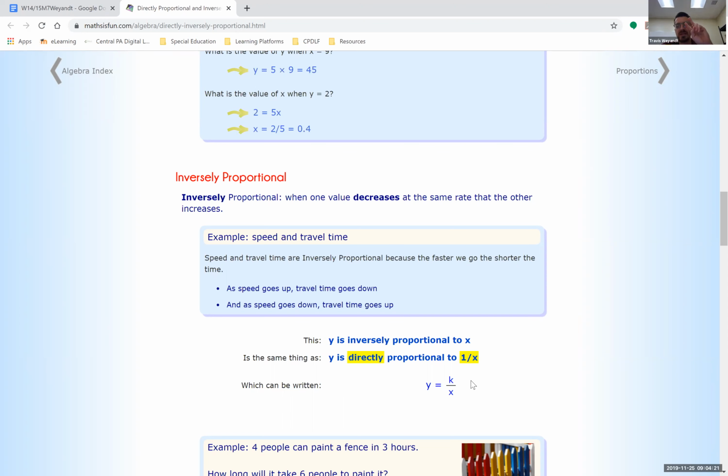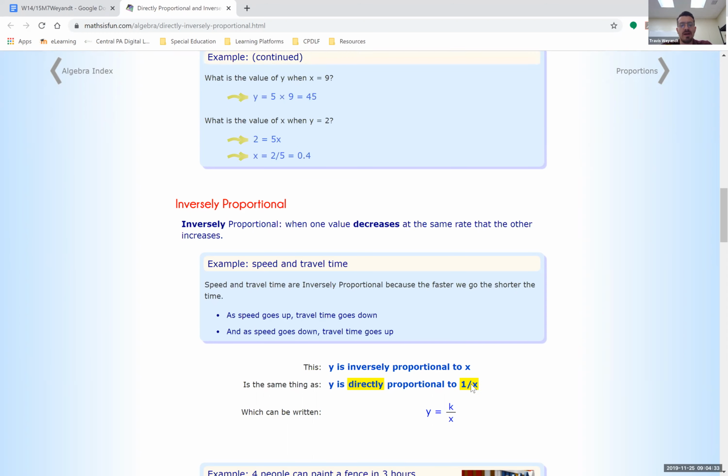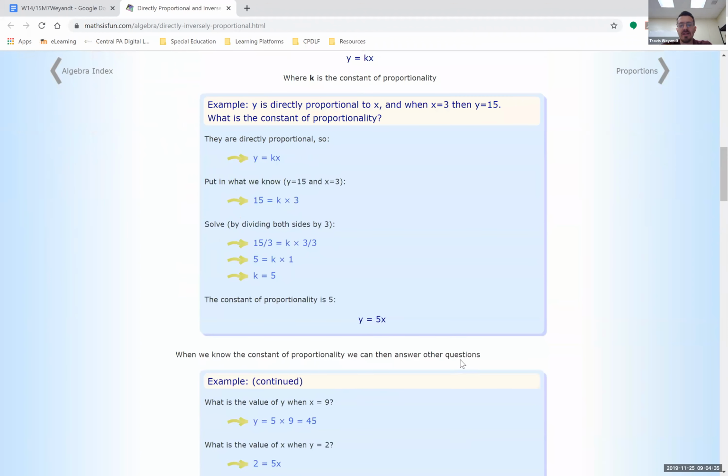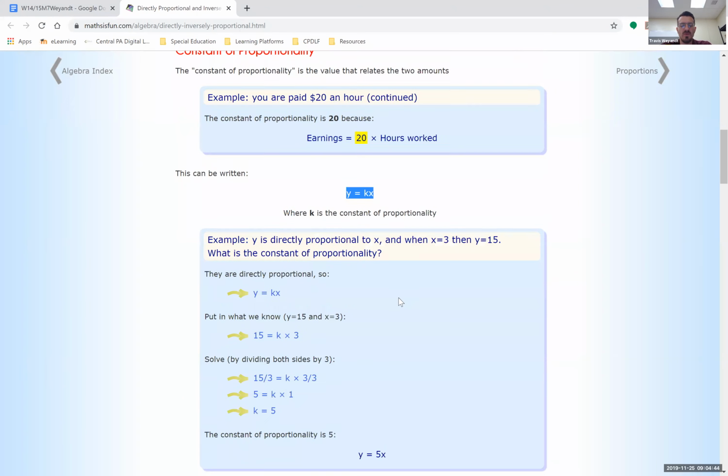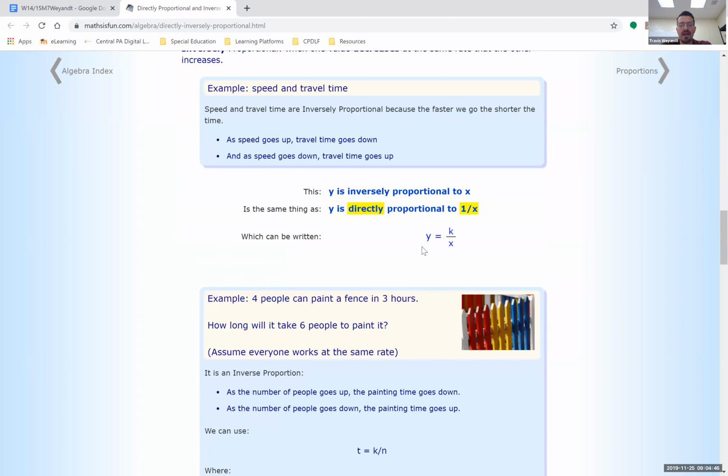There are two ways, key word here, and I'm going to say it again because you might see this in your checkpoints. There are two ways to write these equations, as a direct relationship and as an inverse relationship with proportions. How we come up with this is we use the constant of proportionality, because here's your equation, y equals kx, as you can see here. But with an inverse, it's y equals k over x.